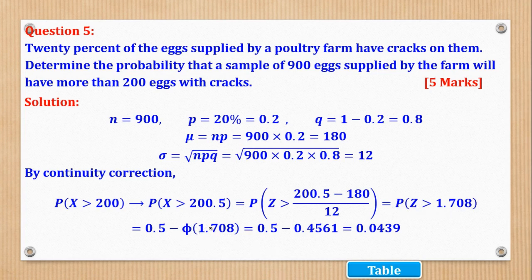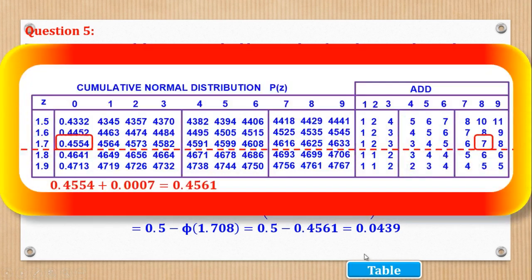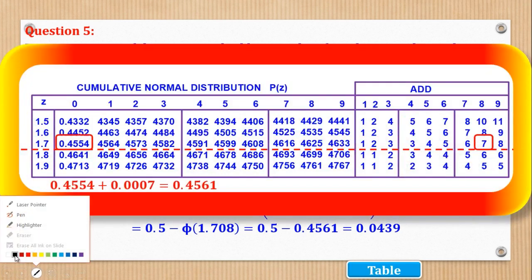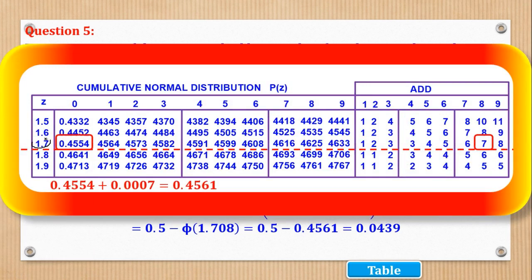So we shall come here. How do we move from here up to here? There we need a mathematical table. In A level it's allowed to go with your mathematical logbook in an exam. So we shall come in our table and look for 1.70. 1.7 is here. 0 is here.